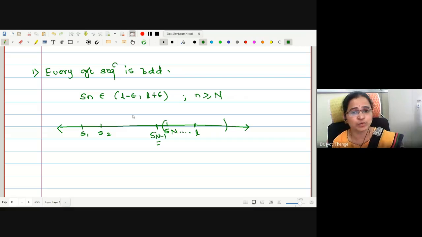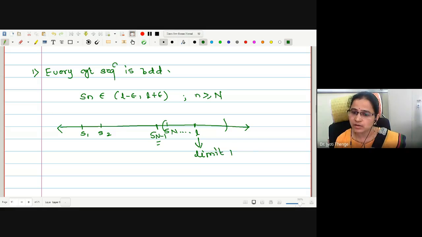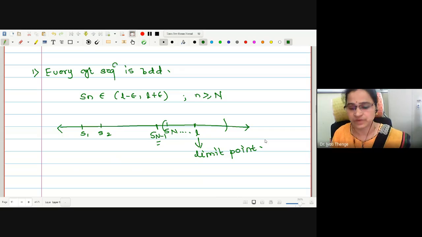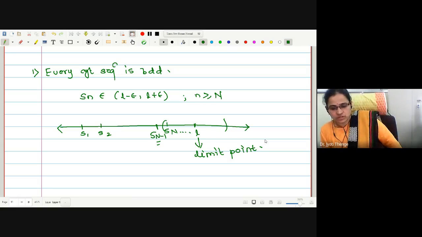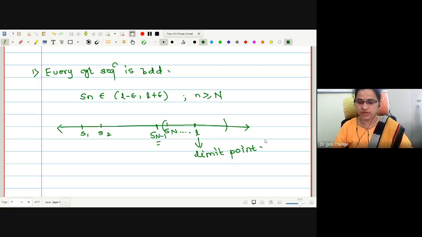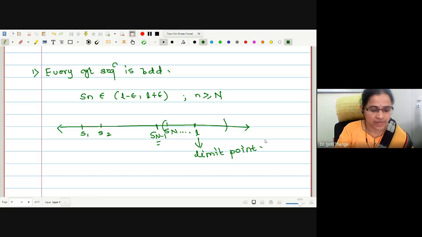What is the definition of a limit point of a set we have seen in the last lecture? Every neighborhood of the point contains infinite members of the given sequence, and that's why this L is called the limit point of the given sequence. Can anyone tell me the criteria regarding the limit point, whether the limit point of the given sequence is unique, not unique, etc.?